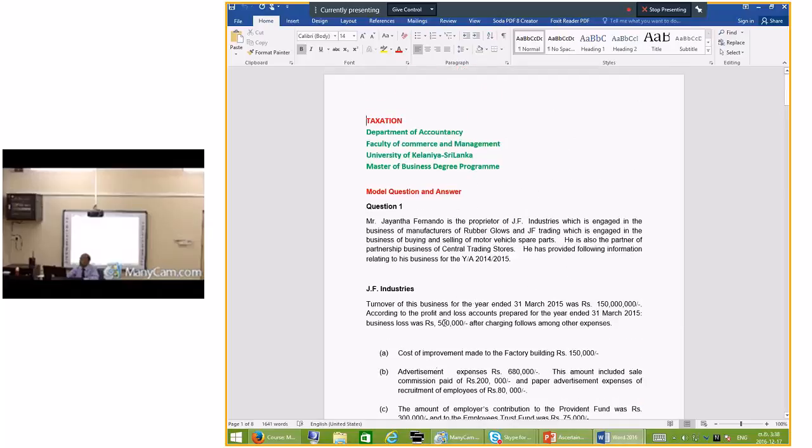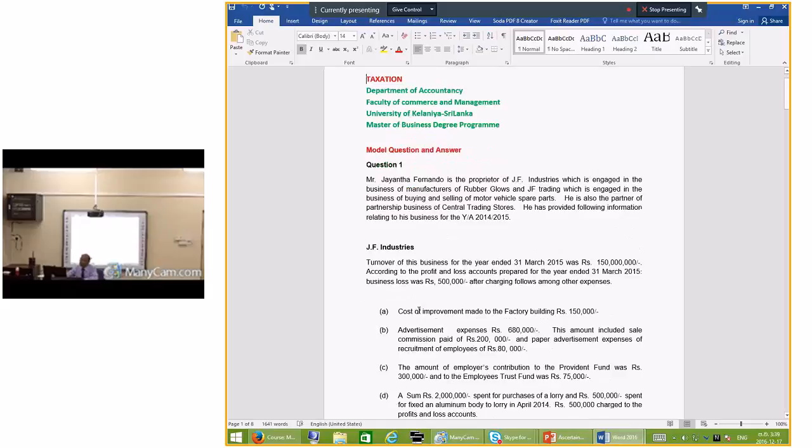Mr. Jayanthan is the proprietor of JF Industries, which is engaged in the business of manufacturing rubber gloves, and JF Trading, which is engaged in the business of buying and selling motor vehicle spare parts. He is also a partner in the business of Central Trading Stores. He has provided the following information related to his business for the year 2014/15. The turnover of the business for the year was 115 million. According to the profit and loss account prepared for the year ended 31st March, the business loss was 500,000 after charging the following, among other expenses.